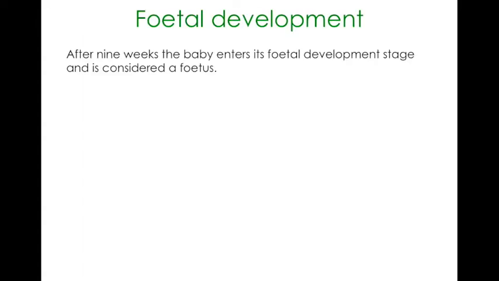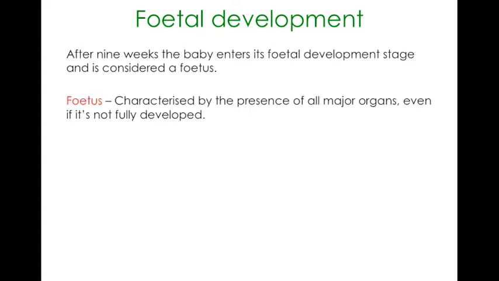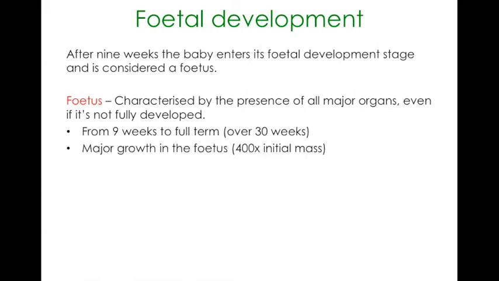From there, the embryo then changes. After 9 weeks, the baby now enters the fetal development stage. It's no longer called an embryo, but it is called a fetus, and it is characterized by the presence of all major organs. The embryo doesn't have all of its major organs yet, but is developing them. Once it becomes a fetus, it has its major organs, but it's not fully developed. So from weeks 9 to full term, which is over 30 weeks in total, you've got major growth, about 400 times the initial mass of the baby.